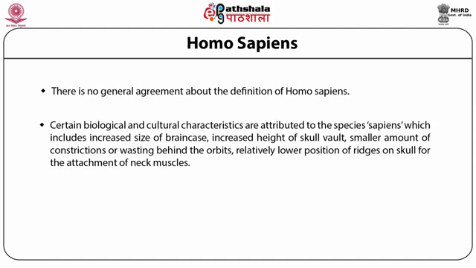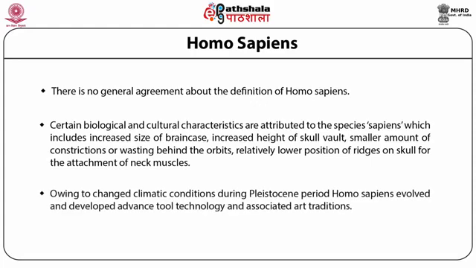Postcranial features include straighter long bones with less articular surface for the attachment of muscle. Bones are thinner than in Neanderthals. Sockets of the femur are further forward and there is a less powerful grip. Owing to changed climatic conditions during the Pleistocene period, Homo sapiens evolved and developed advanced tool technology and an associated art tradition.